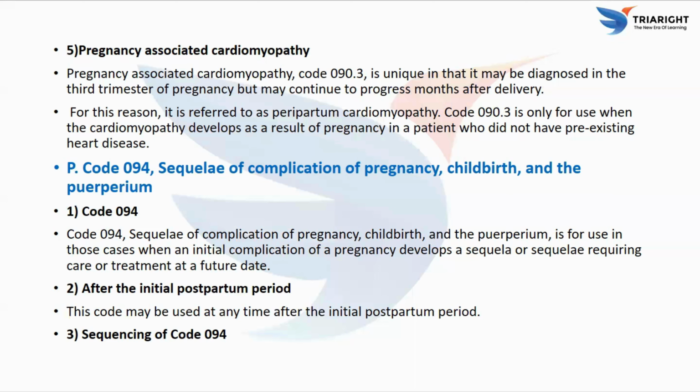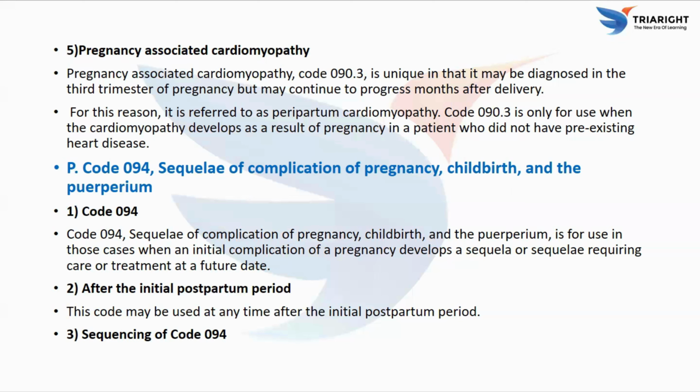So next, O94 can be used anytime after pregnancy. There is no time limit for using O94. This can be used after 6 weeks of postpartum, after months, or after years, as long as the doctor confirms the condition is a sequela of a previous pregnancy or delivery complication. So you can use this O94 code.